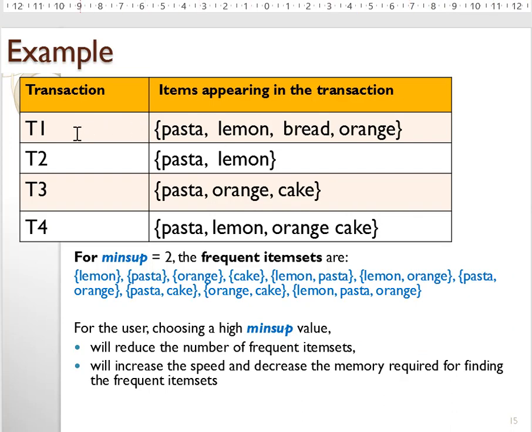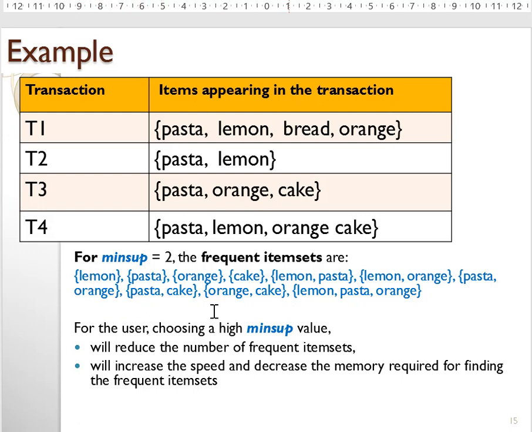Let's say we have the same database I used as example, and then we set the minimum support to 2. That means we want to find all the sets of items that appear at least in 2 transactions of this database. So the result will be the following. You can see here, we say that lemon is a frequent item set because it appears at least twice in the database. If you have a look at lemon, it appears once, twice, and 3 times. So it is at least 2 times. So it is a frequent item set.